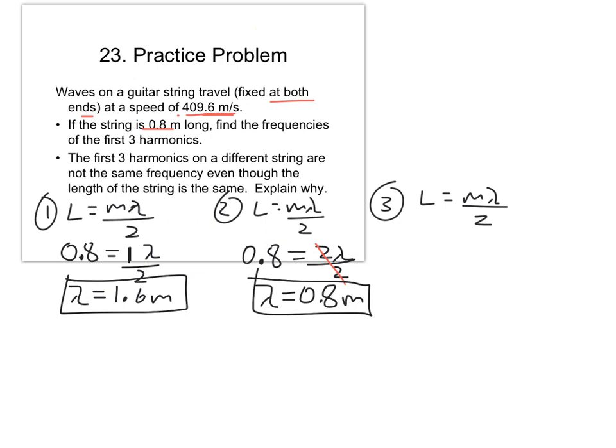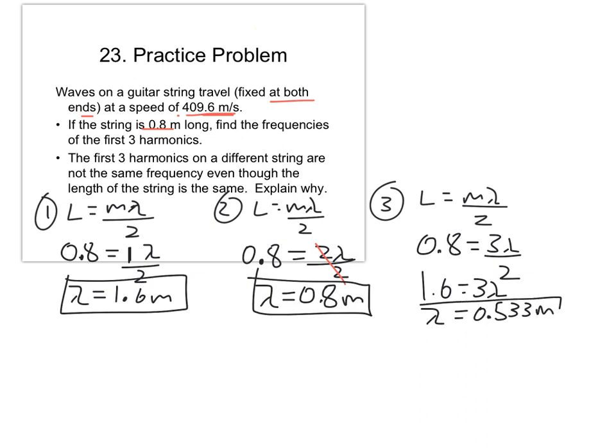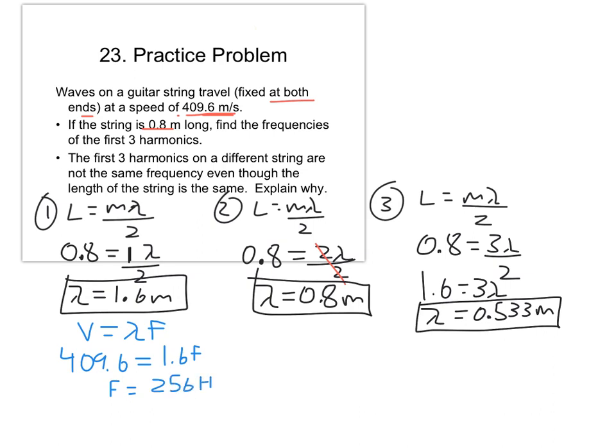And then for our third situation, we're going to have 0.8 is equal to 3 lambda over 2. And so we have 1.6 equals 3 lambda, so our wavelength here is 0.533 meters. So from there we can go ahead and we can solve for the frequency, and we can do that using the fact that velocity is wavelength times the frequency. So for this first one we have 409.6 is equal to 1.6 f. And so for our first frequency, we get 256 hertz.